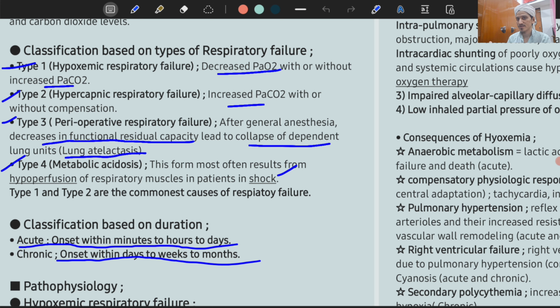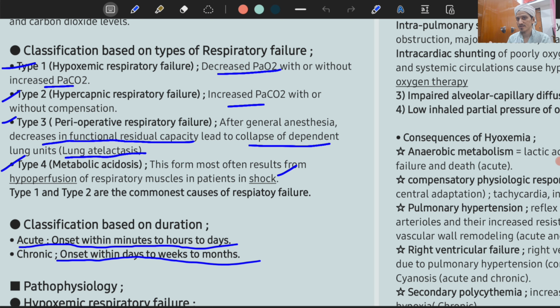And if it prolongs and involves the adjacent lung units also, then there will be an increase in carbon dioxide also, that we will learn in hypercapnic respiratory failure. So remember, any disease which impairs a part of the lung while the other surrounding parts are normal will cause hypoxemic respiratory failure. So what are the mechanisms of hypoxemia?